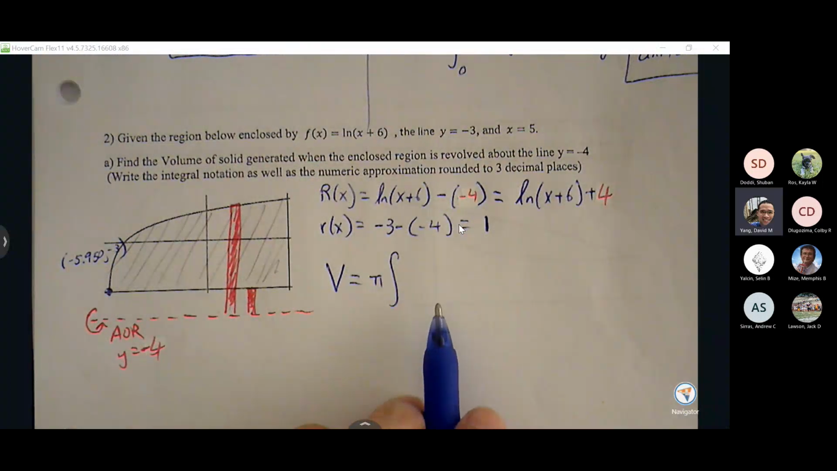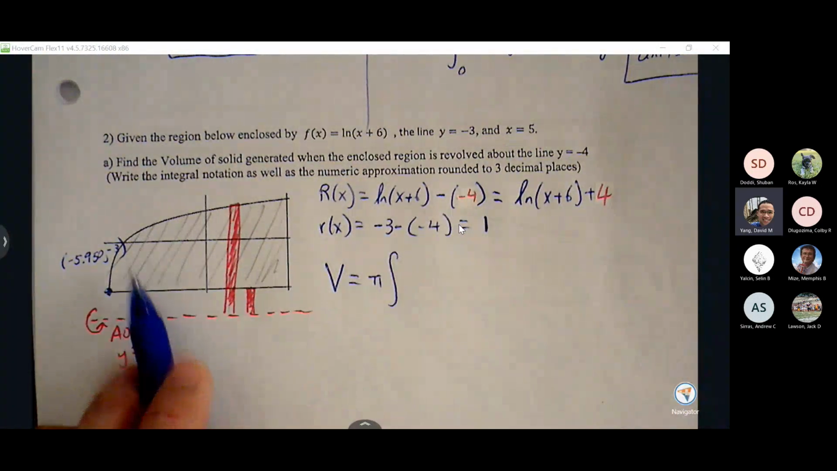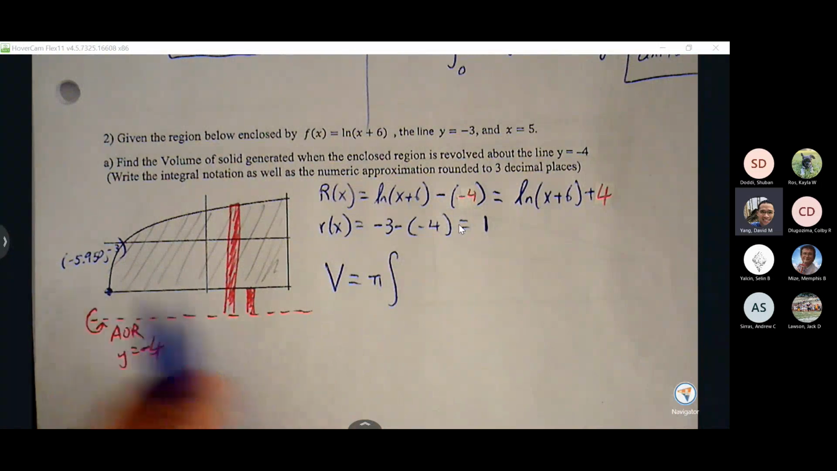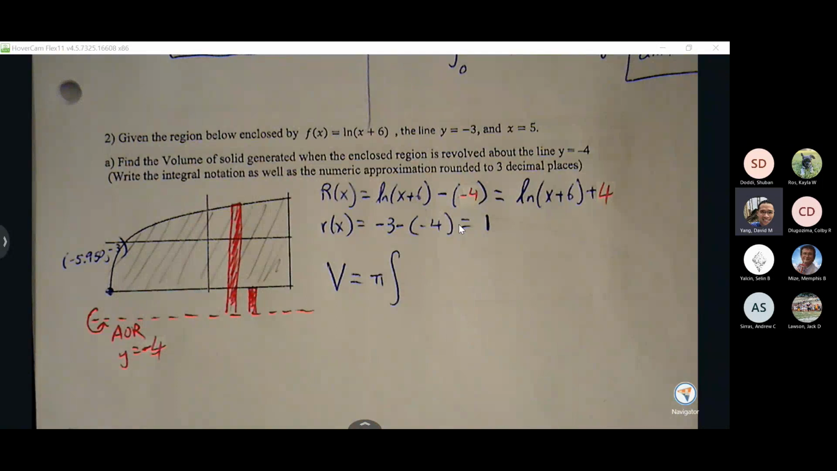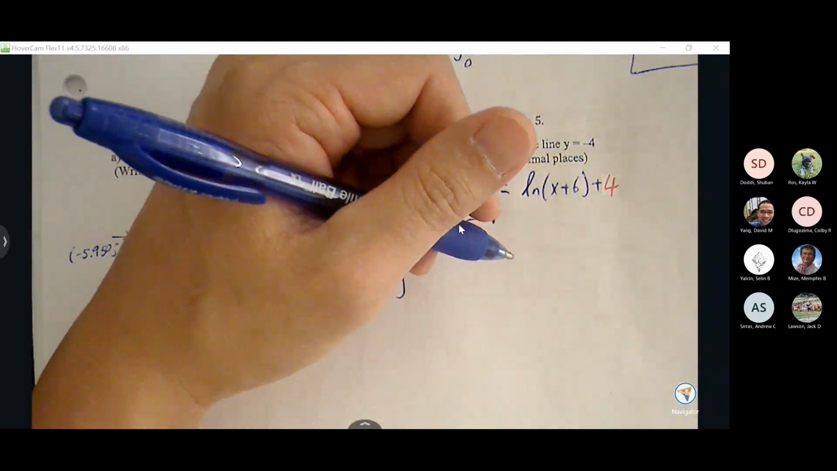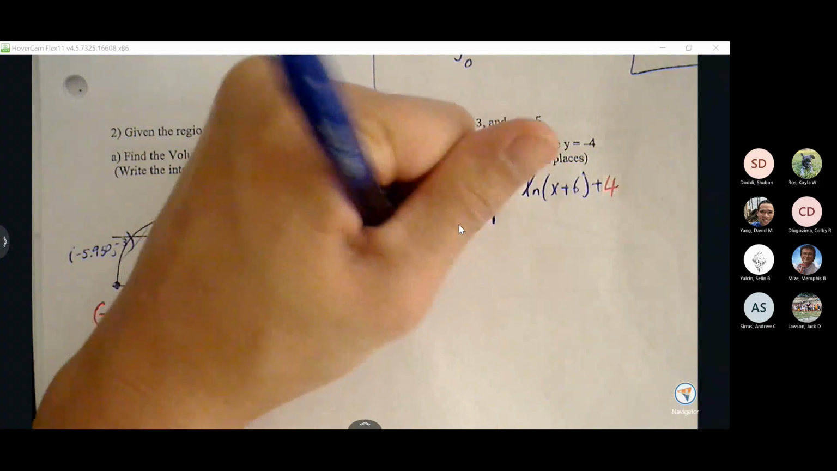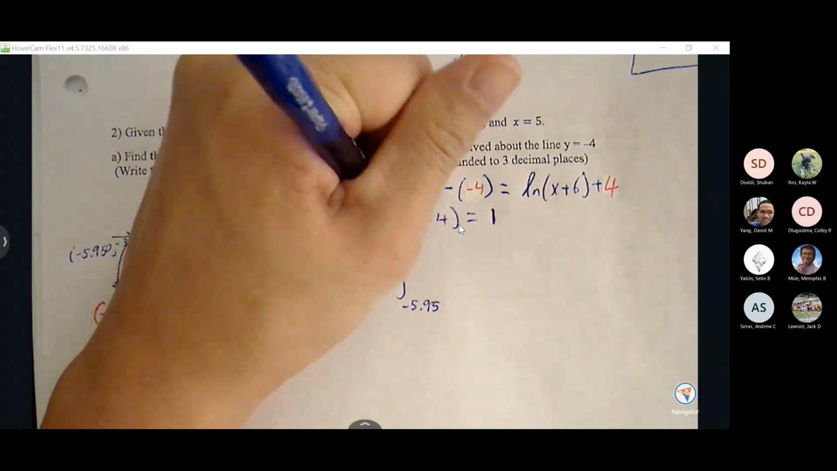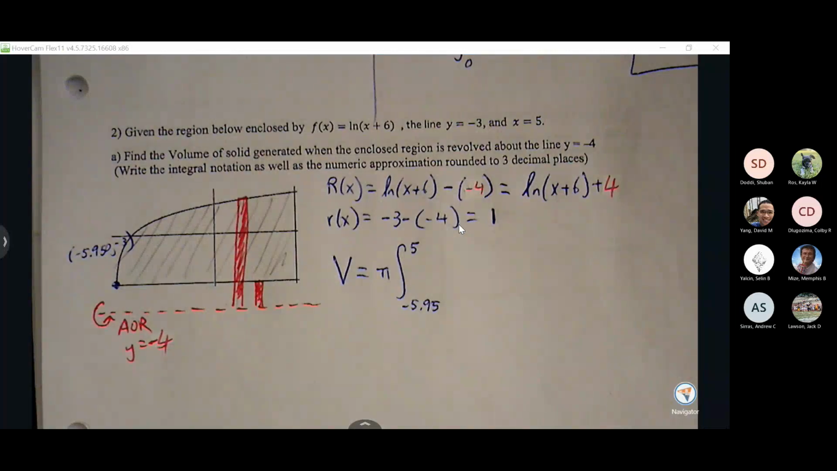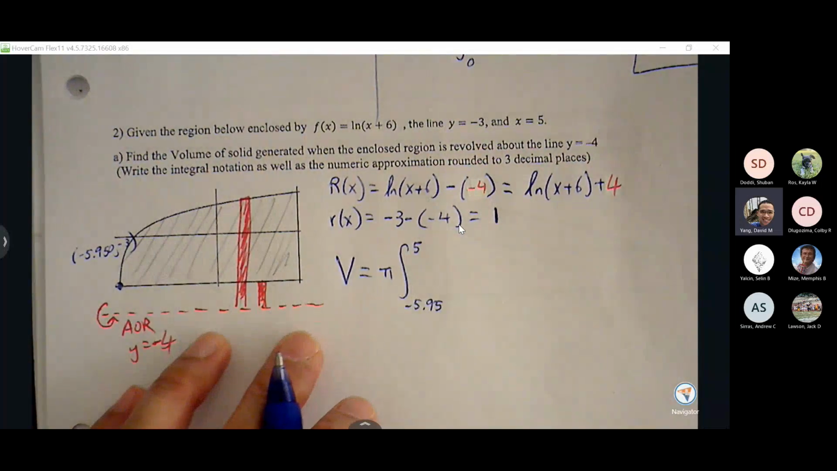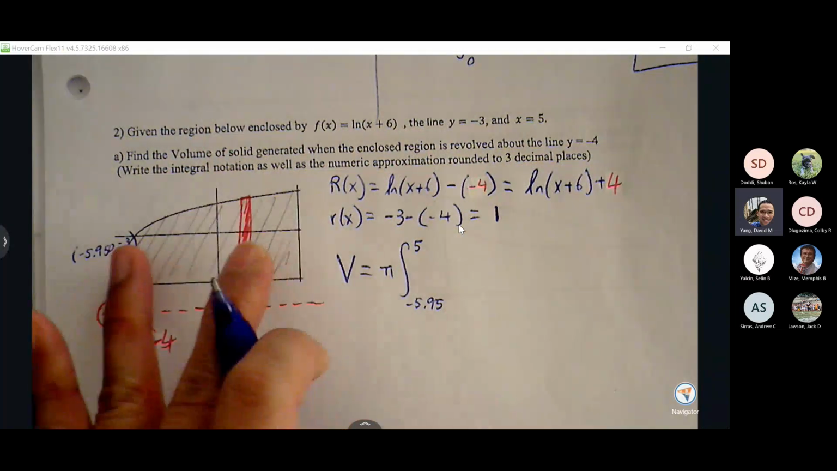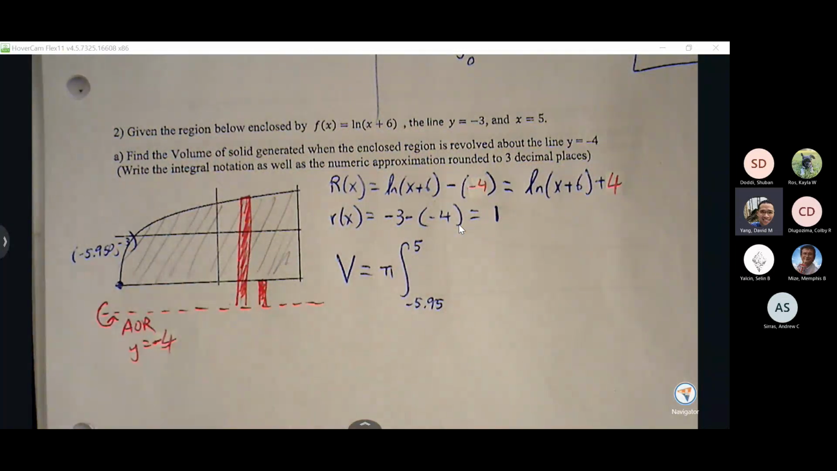Right. Washer method. So big R squared minus little radius squared. Our bounds is from -5.95 to 5. Whenever you're doing your bounds, you're only caring about the shaded region. Axis of revolution, no matter how far away it is, it's not going to have any input as to what the bounds are. So your bounds is just restricted to the shaded region. Don't let the axis kind of throw you off and feel like you got to go a little further because of the axis.